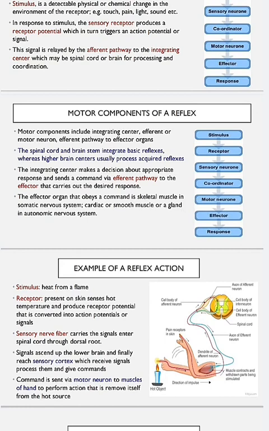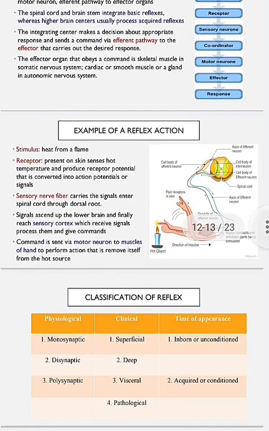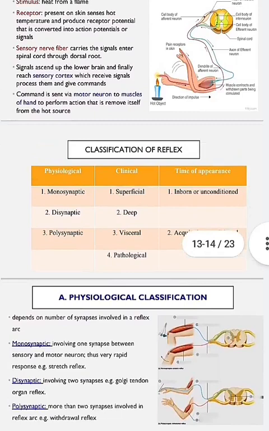Command is sent via motor neuron to the muscles of the hand to perform the action, that is, remove itself from the hot source. Classification of reflex: physiological, clinical, and time of appearance. First is the monosynaptic, which is the superficial type of reflex, and it can be inborn or unconditioned. Disynaptic, that is deep, and the third one is the polysynaptic, that is the visceral or pathological, that is acquired or conditioned. Now, physiological classification.